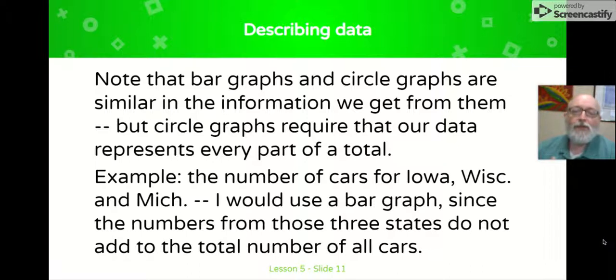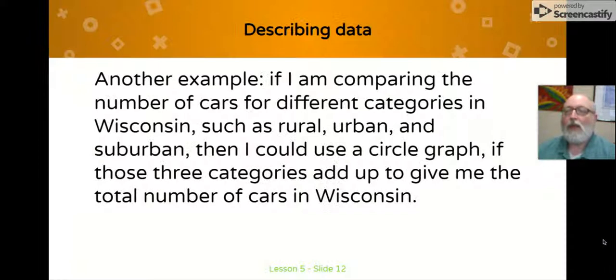Note that bar graphs and circle graphs are similar in the information we get from them, but circle graphs require that our data represents every part of a total. Example, the number of cars for Iowa, Wisconsin, and Michigan. I would use a bar graph since the numbers from those 3 states do not add to the total number of all cars. Another example, if I'm comparing the number of cars for different categories in Wisconsin, such as rural, urban, and suburban, then I could use a circle graph if those 3 categories add up to give me the total number of cars in Wisconsin.